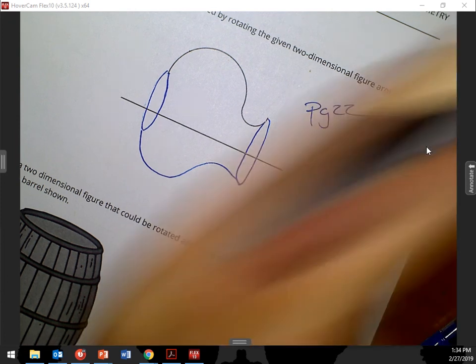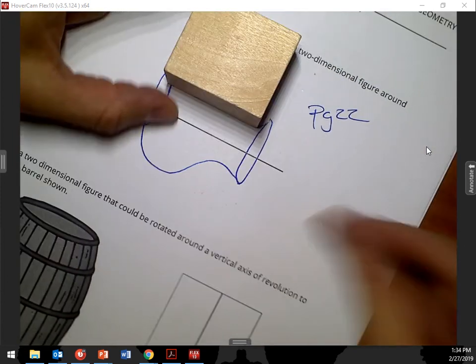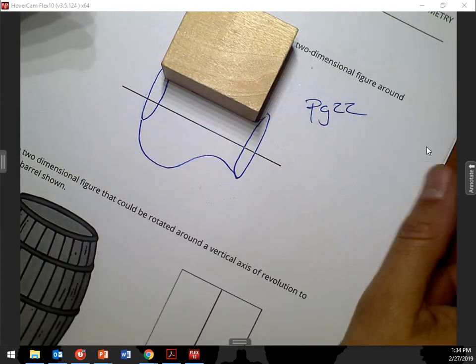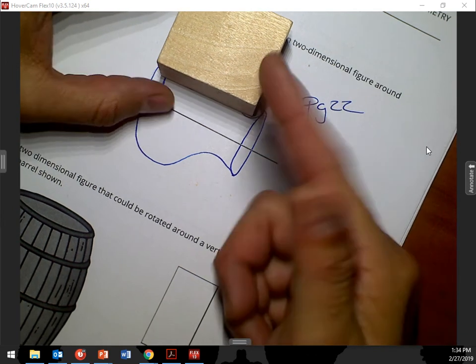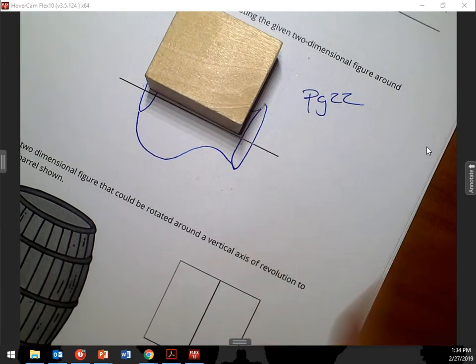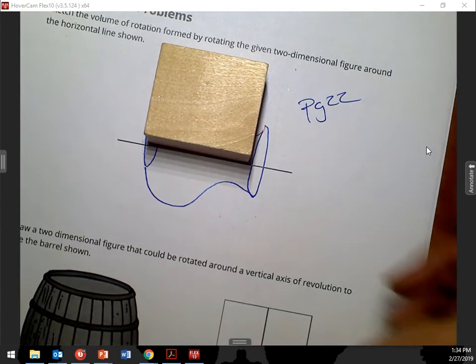Okay, so what if I take this right here and I rotate this around? What's it become? No, what shape would this one right here be? Oh. Just look at the block. If I rotate the block around, what do I get?